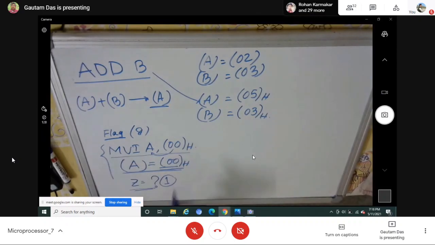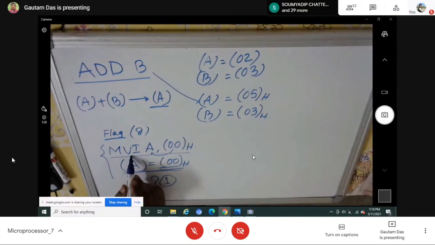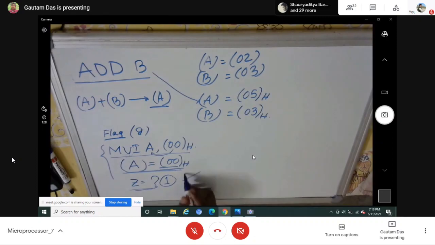What instruction have we executed? MVI A, 00. Is it an arithmetic instruction or a logical instruction? It is a copy instruction. We are copying the data. So remember, a copy instruction has no effect on flags. It cannot change the content of flag. Only after any arithmetic and logical operation will the content of flag be changed. As MVI is a copy operation, by performing it your accumulator content becomes 00.